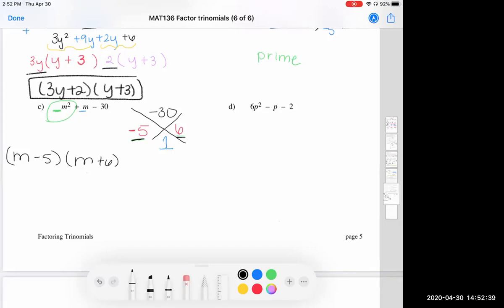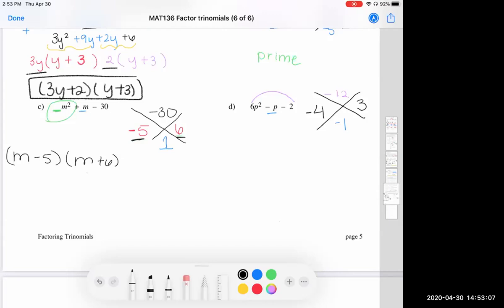All right, let's go ahead and do D. 6 times negative 2 gives you negative 12. And my middle term is negative 1. So what numbers multiply to give you negative 12 that have a difference of 1? 4 and 3. You want a negative 1, so you want to make that 4 negative. Negative 4 times 3 gives you negative 12, and negative 4 plus 3 gives you negative 1.